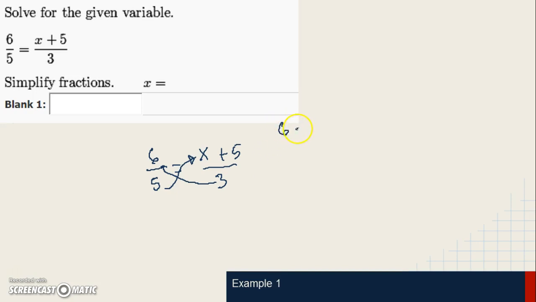So here I have 6 times 3 equals 5, and because the 5 is being multiplied to x plus 5, I'm going to go ahead and put that in parentheses, the x plus 5. And now I'm just going to simplify. 18 equals, distribute this into the parentheses, and I get 5x plus 25. And now this is just a two-step equation.